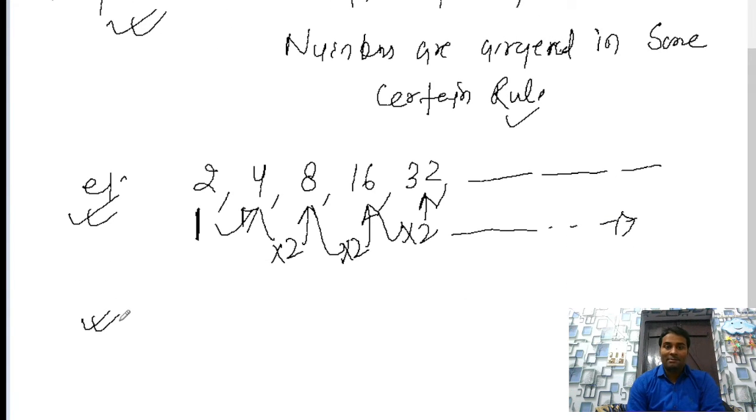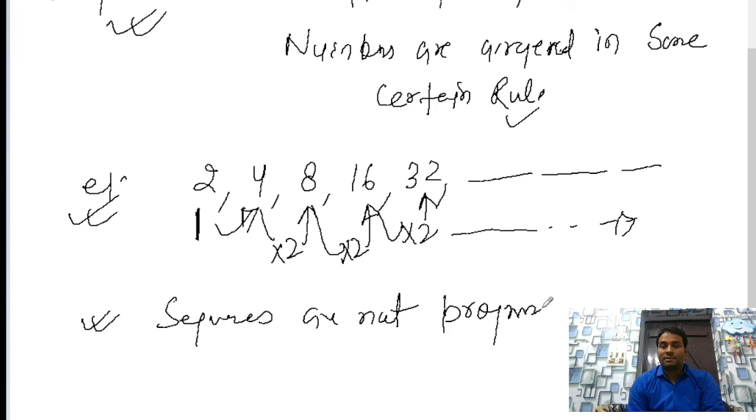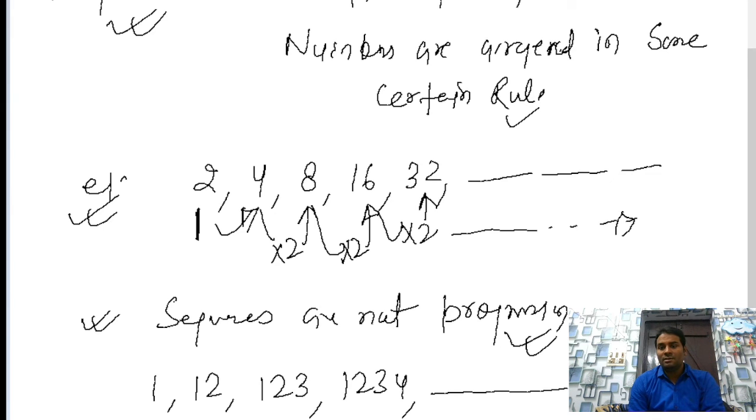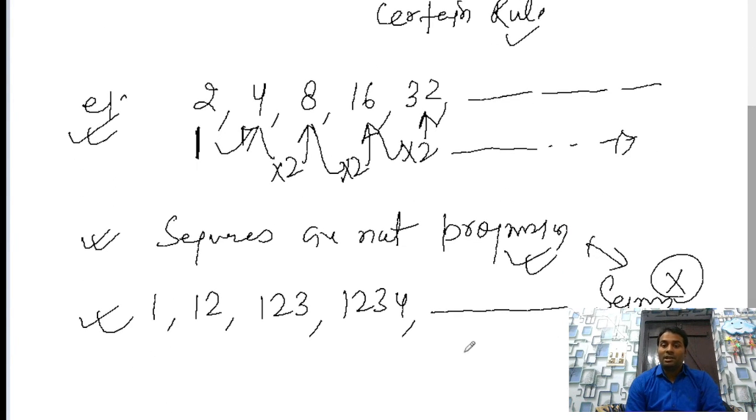One more thing let me clear up: all sequences are not progressions. Like I have written 1, 1 2, 1 2 3, 1 2 3 4. These are sequences but not a progression, because this one is not following any mathematical rule. Any sequence which follows a mathematical rule is said to be a progression.